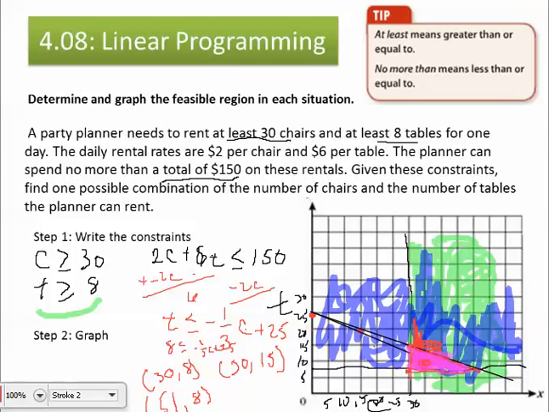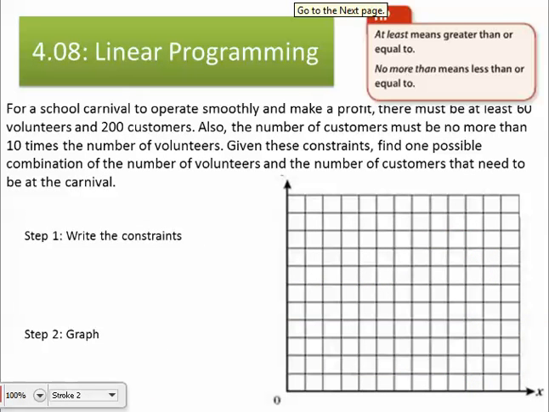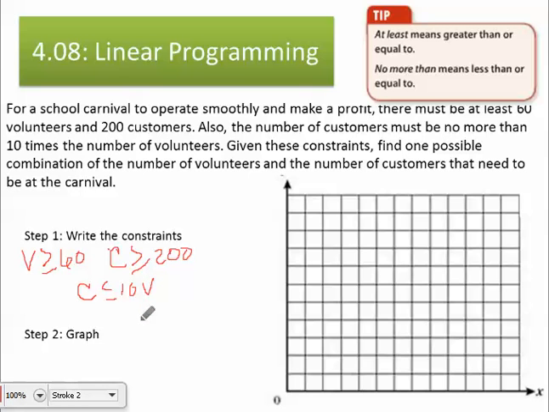Let's look at a couple more problems. I won't spend as much detail on them, but I do want to make certain we understand them. Okay? For a school carnival to operate smoothly and make a profit, there must be at least 60 volunteers. So that means my volunteers has to be greater than or equal to 60. And 200 customers. Well, that means my customers has to be greater than or equal to 200. Also, the number of customers must be no more than 10 times the number of volunteers. So that means customers has to be less than or equal to 10 times the volunteers. That's exactly what it says, right?